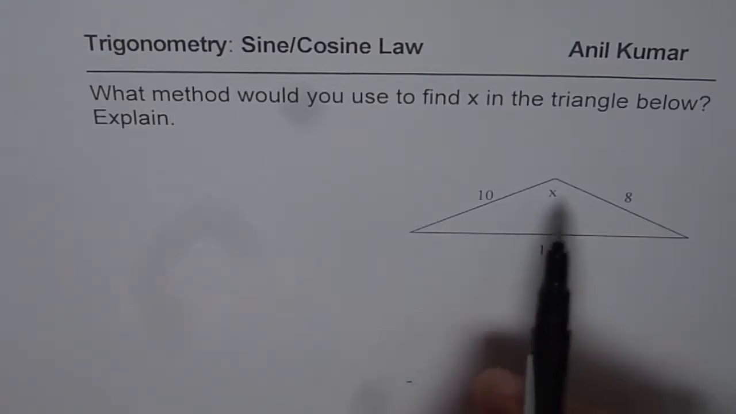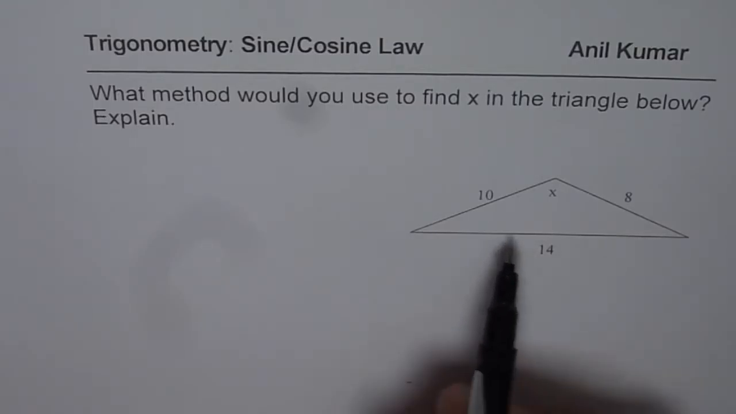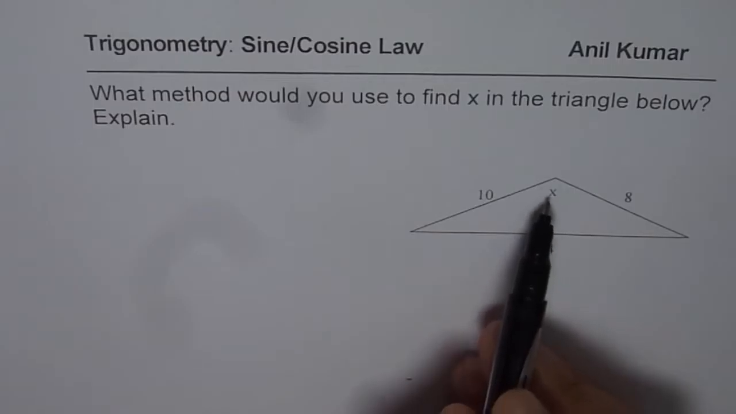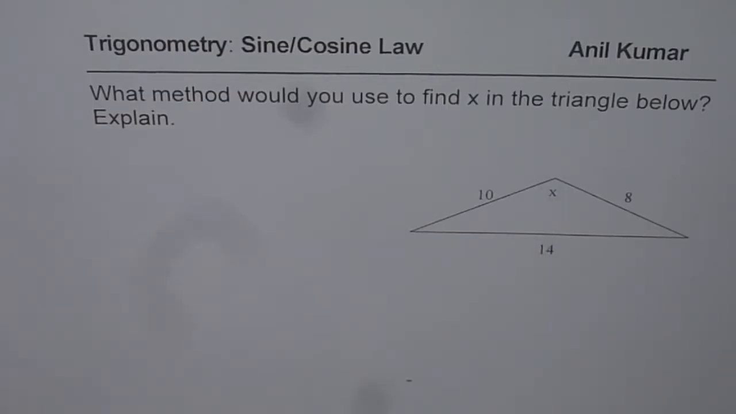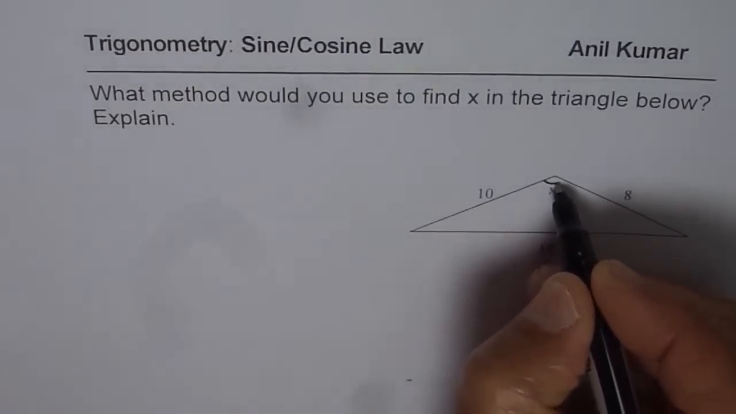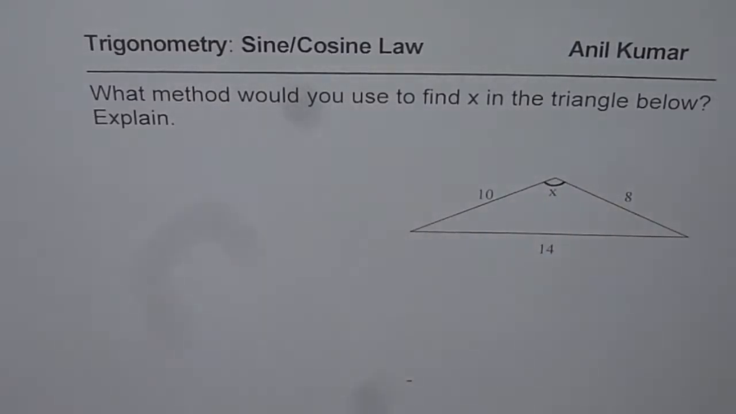Explain. So here is a triangle. We are given three sides of the triangle as 10, 8 and 14, and one of the angles is given to us as x. We need to find the angle x. Now the question is, how can you find this angle x?